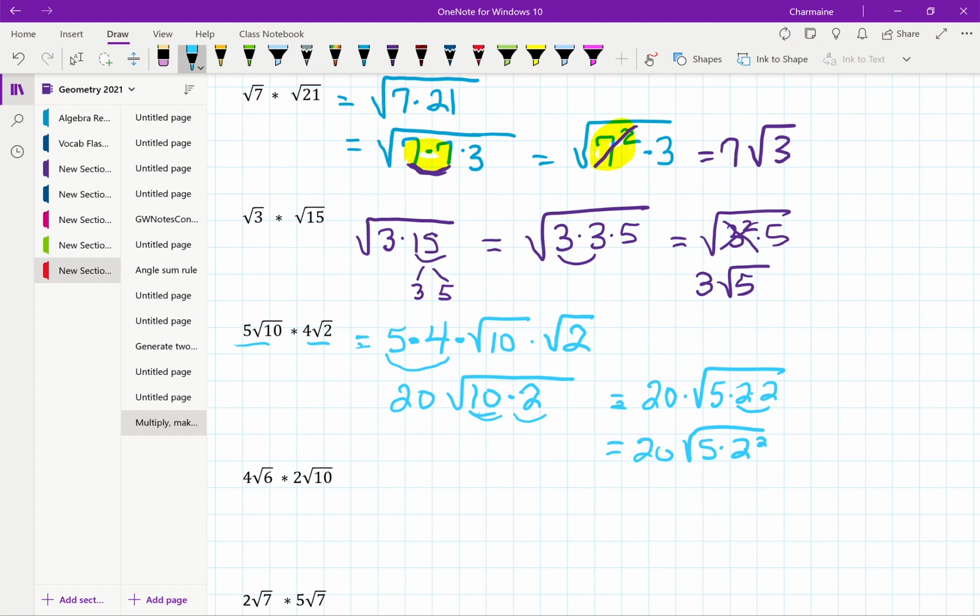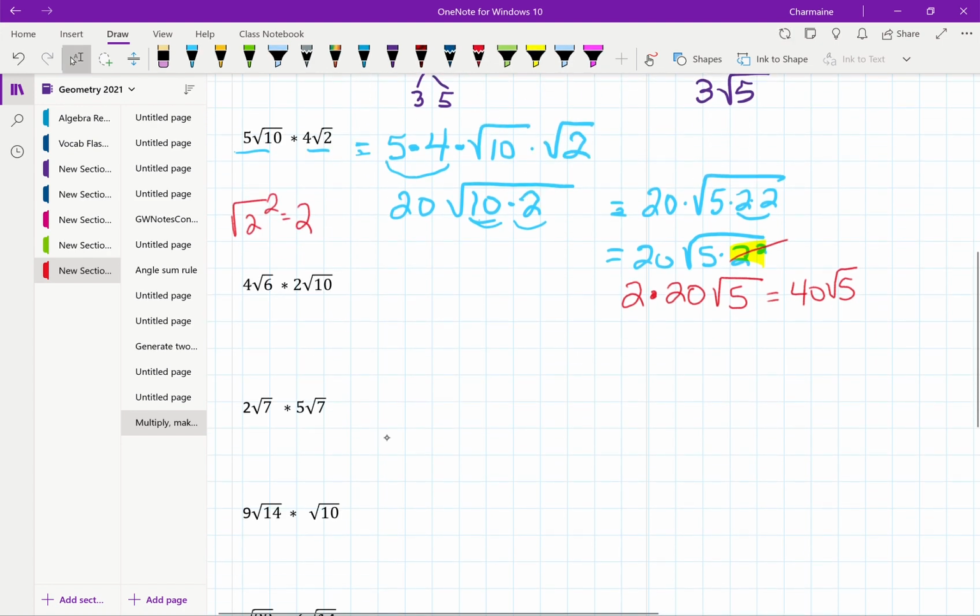But the square root of anything squared is itself. So this is just 2. Remember, square root of 2 squared is just 2. So that's what I'm doing right here. I'm taking the square root of 2 squared, just 2. It's all multiplication. So 2 times 20 times square root of 5, or 40 square root of 5.